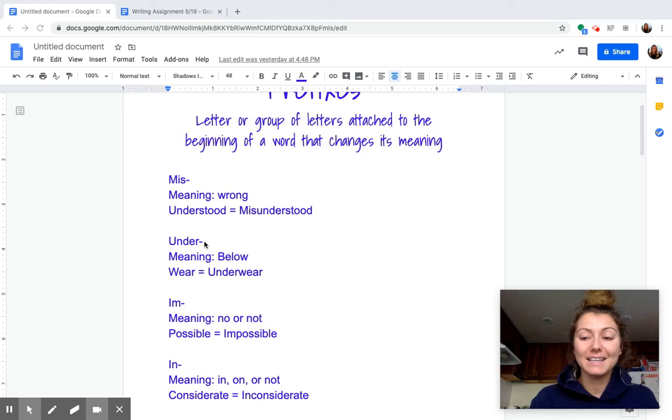Our next prefix is under. This meaning is below. When we add under to any root word, we mean below that thing. So if we're talking about wear, like clothes we wear, when we add the prefix, underwear, we know that we wear it under our clothing, below the surface of our clothing, below our regular clothing.